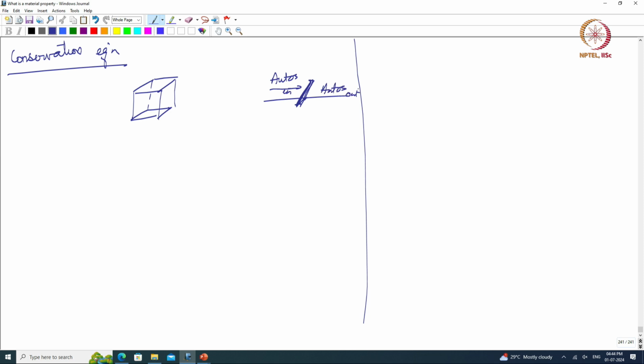Okay. Now, let us define what is called the concentration of autos. So, the concentration of autos C i is the total number of autos in this volume that I have selected, divided by the volume. Okay. So, that is the concentration, it is a simple definition. Okay. Now, what is the flux of autos? J autos.